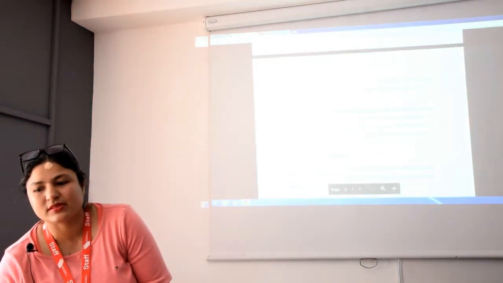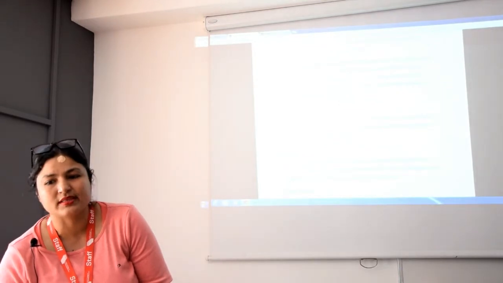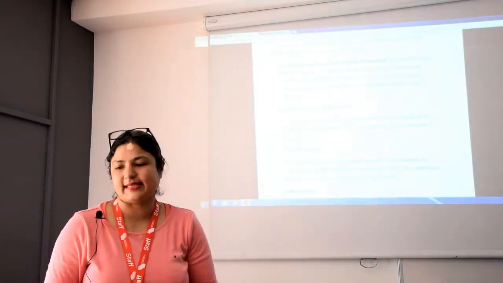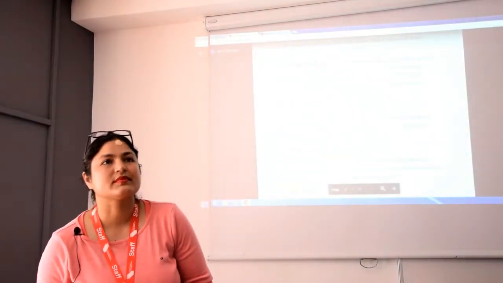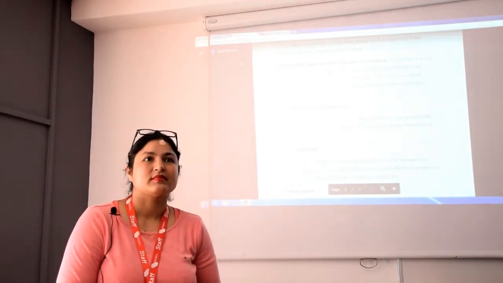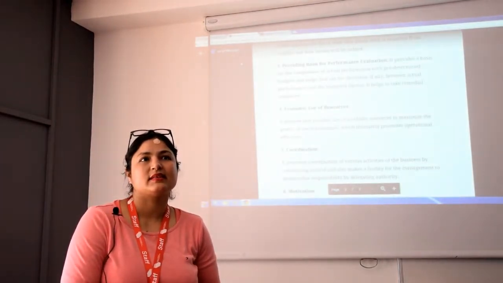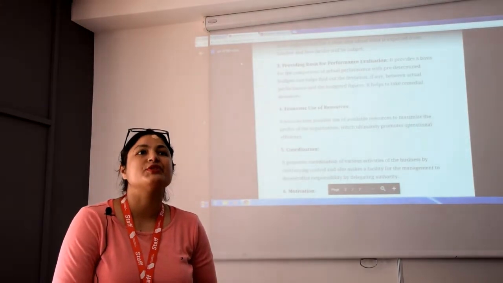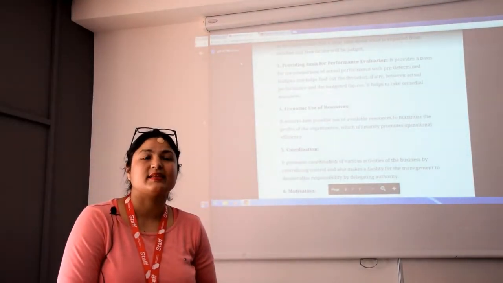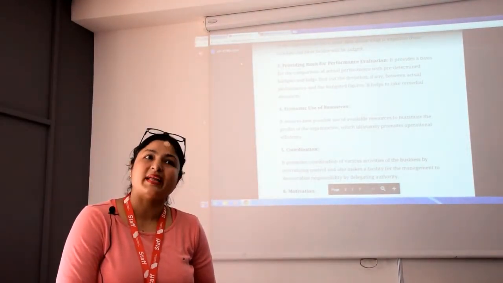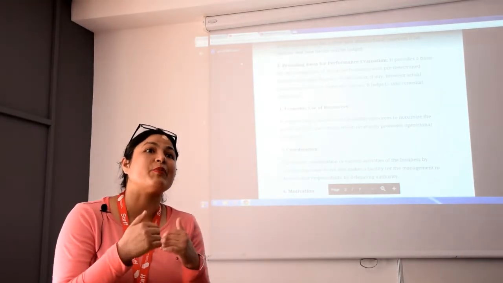Providing base, so there are many more, you can look into it. So just looking at the question again: explain the advantages and disadvantages of different types of planning tools used for budgetary control. So the first step is to define what budgetary control is. And then the next stage is to look at the different types of planning tools.